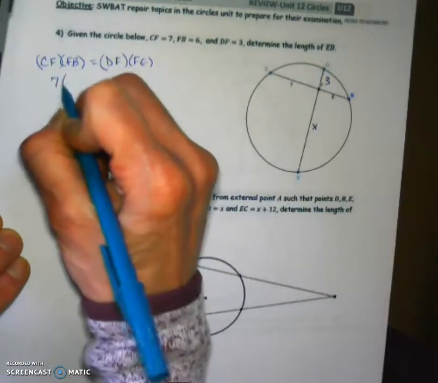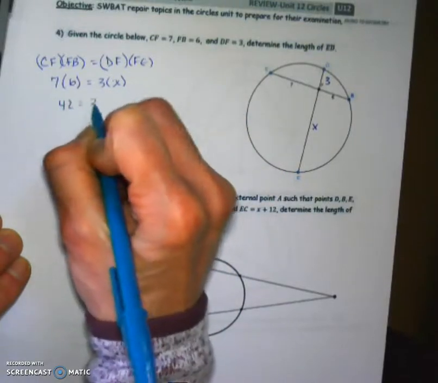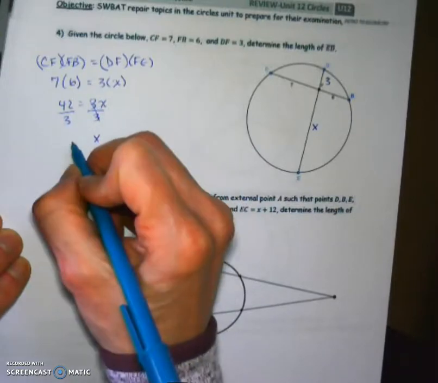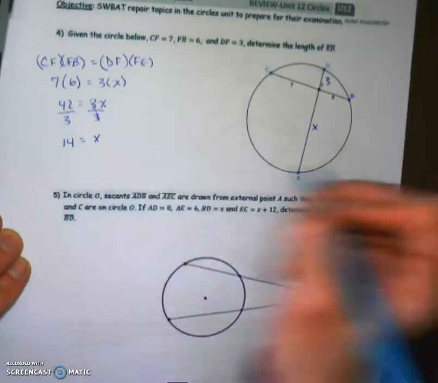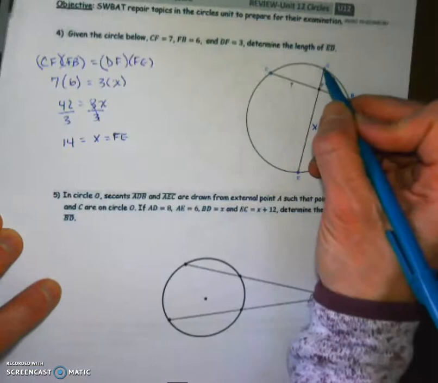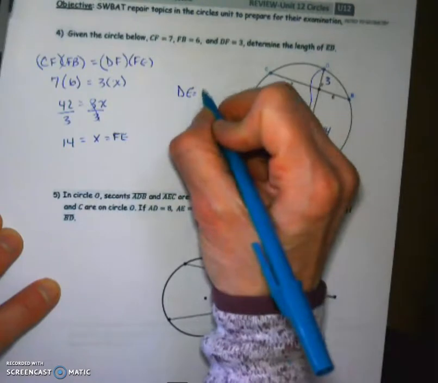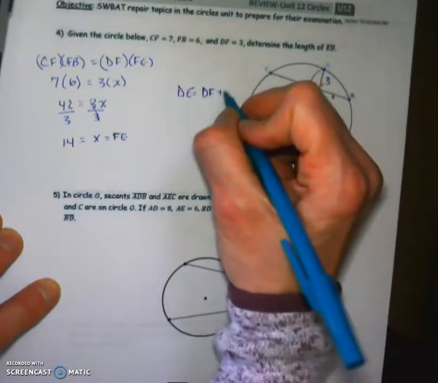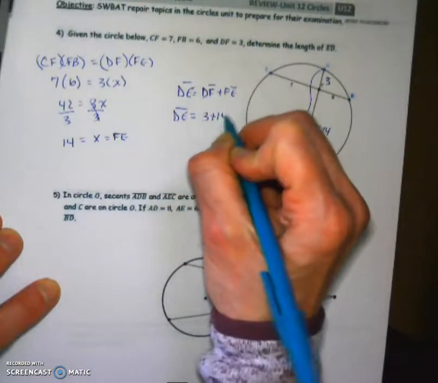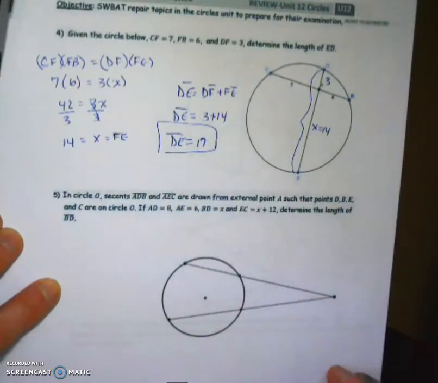So we're going to start out with 7 times 6 equals 3 times X. 7 times 6 is 42. That's equal to 3 times X. The opposite of multiplying is dividing. And 42 divided by 3 is 14. So that's equal to FE. So when they ask us to find the length from D to E, DE is formed by segment DF plus segment FE. So segment DE is going to be equal to 3 plus 14, which is 17. Great job. Let's go to the next one.